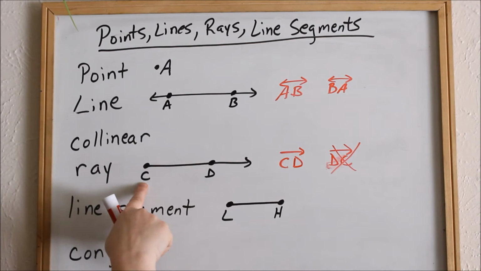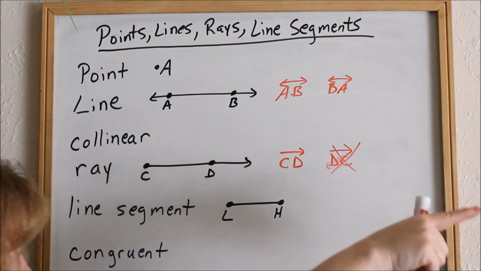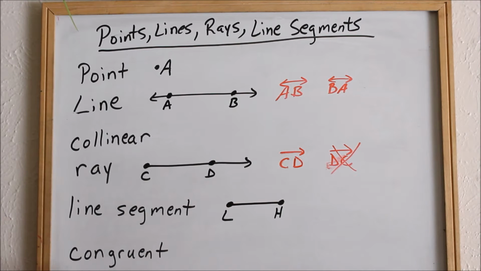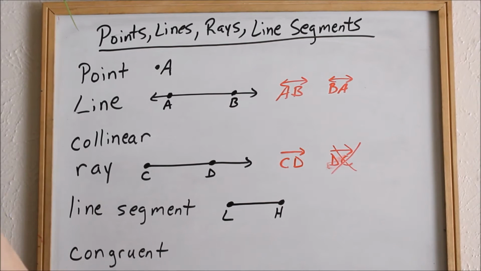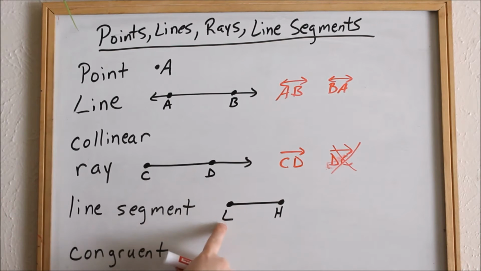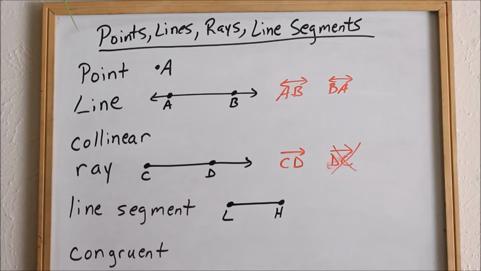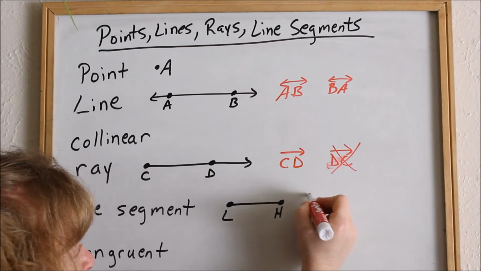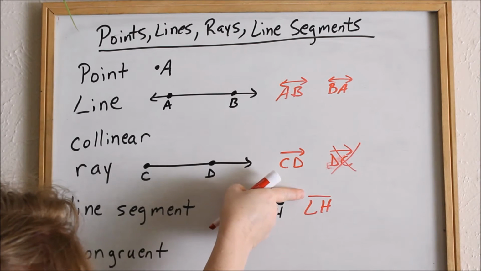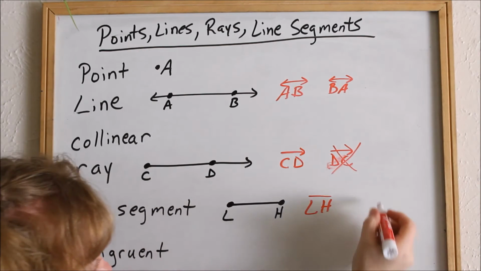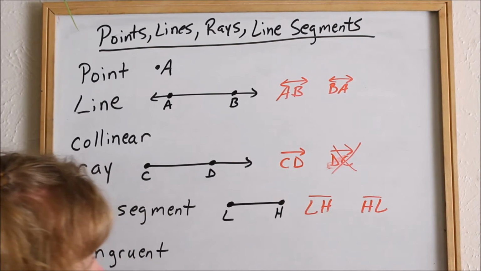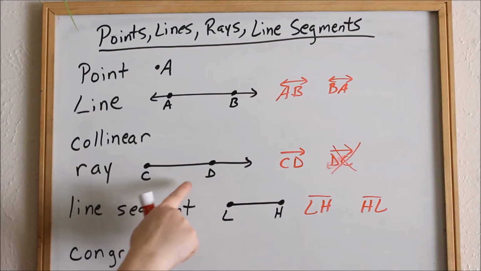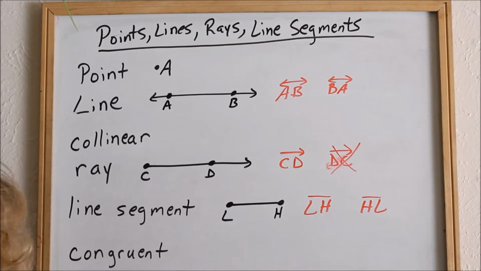Also, in a ray, there's an infinite number of points. Since this goes infinitely in that direction, there's an infinite number of points. Our next definition is a line segment. A line segment is a finite or measurable piece of line. It is a segment of a line. It has a starting point and an end point. So here we use the symbols. This would be called line segment LH, and we use our symbol with just a bar with no arrows. This also could be called line segment HL. The ray is the only one that you cannot flip your letters around.